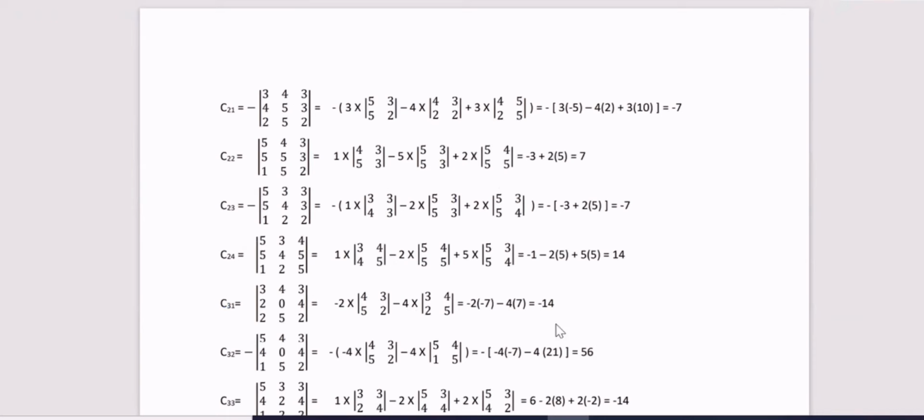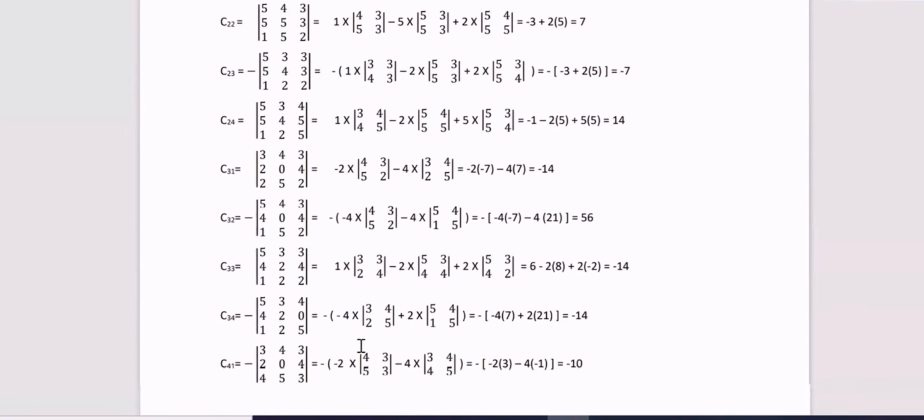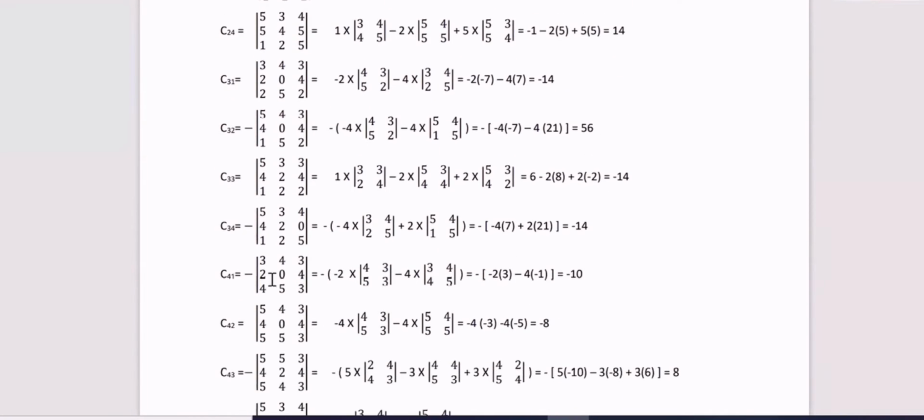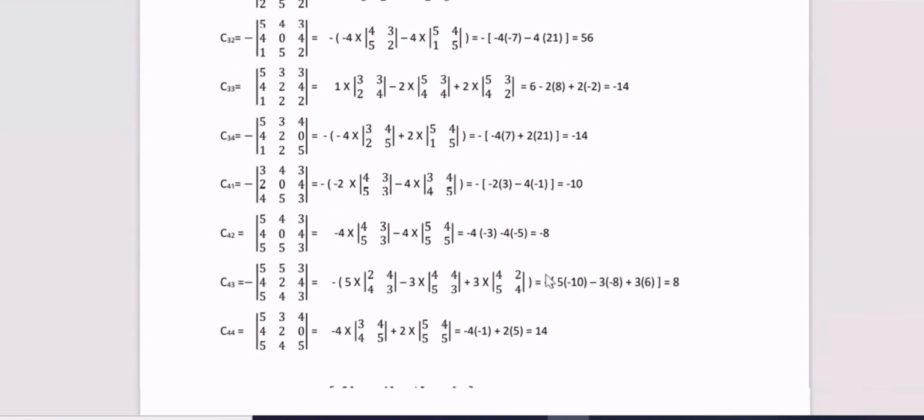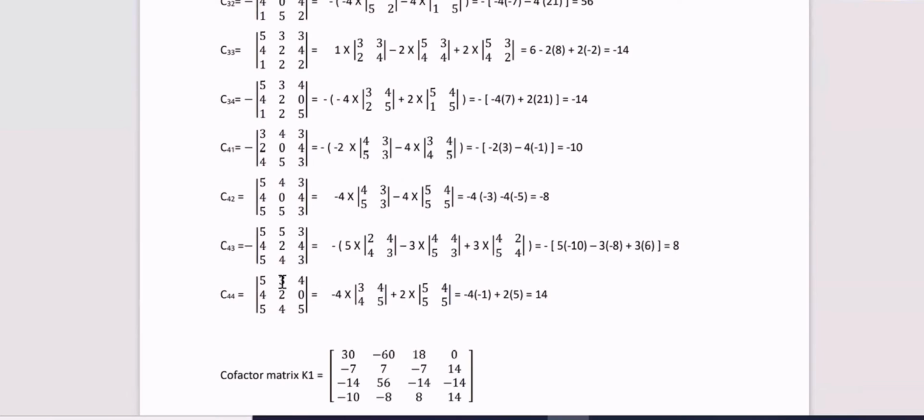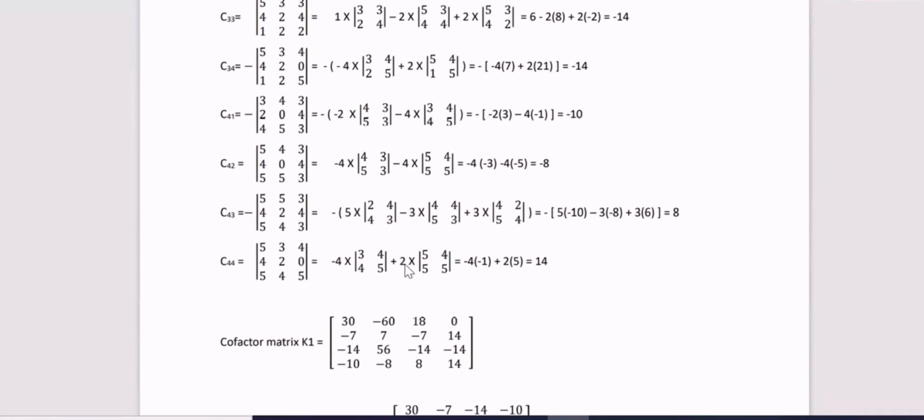Row 3 column 1 is equal to -14. Row 3 column 2 is equal to 56. Row 3 column 3 is equal to -14. Row 3 column 4 is equal to -14. Row 4 column 1 is equal to -10. Row 4 column 2 is equal to -8. Row 4 column 3 is equal to 8. Row 4 column 4 is equal to 14. So we finish finding the cofactor.